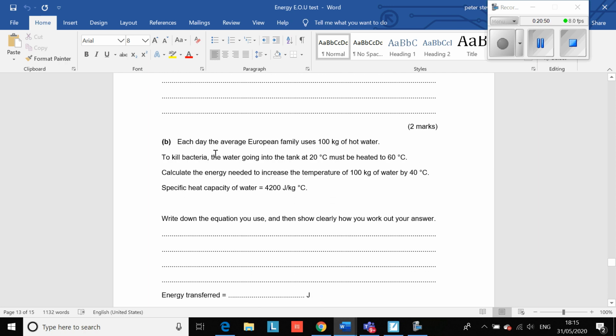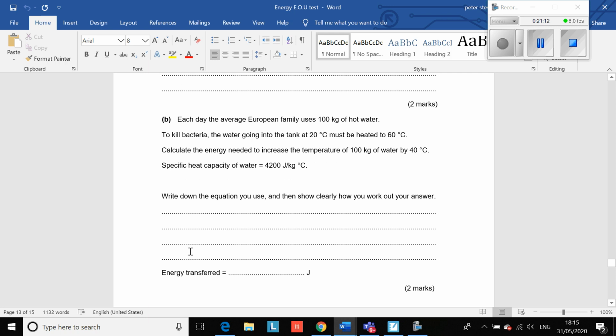Right, each day, the average European family uses 100 kilograms of water. To kill bacteria, the water going into the tank at 20 degrees must be heated to 60 degrees. Calculate the energy needed to increase the temperature of 100 kilograms of water by 40 degrees. The specific heat capacity of water is 4,200 joules per kilogram degree centigrade. Write down the equation you would use.